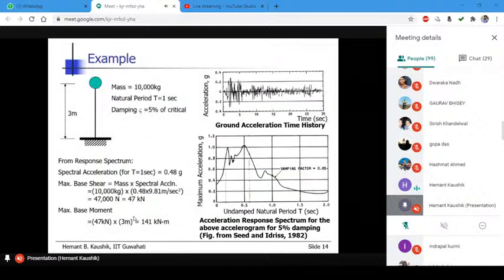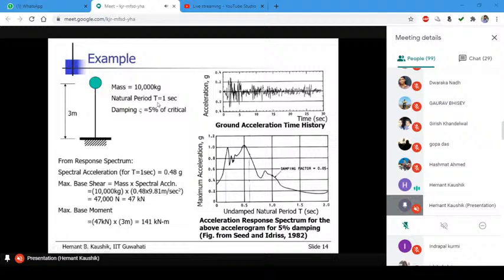Now this is one simple example of how to calculate the maximum base shear for a single degree of freedom system, and then on the basis of that how to calculate the maximum base moment. So this is the system given to you. It's a single degree of freedom system having mass lumped at the top, and the value of this mass is 10 tons, right? So it is 10,000 kg.